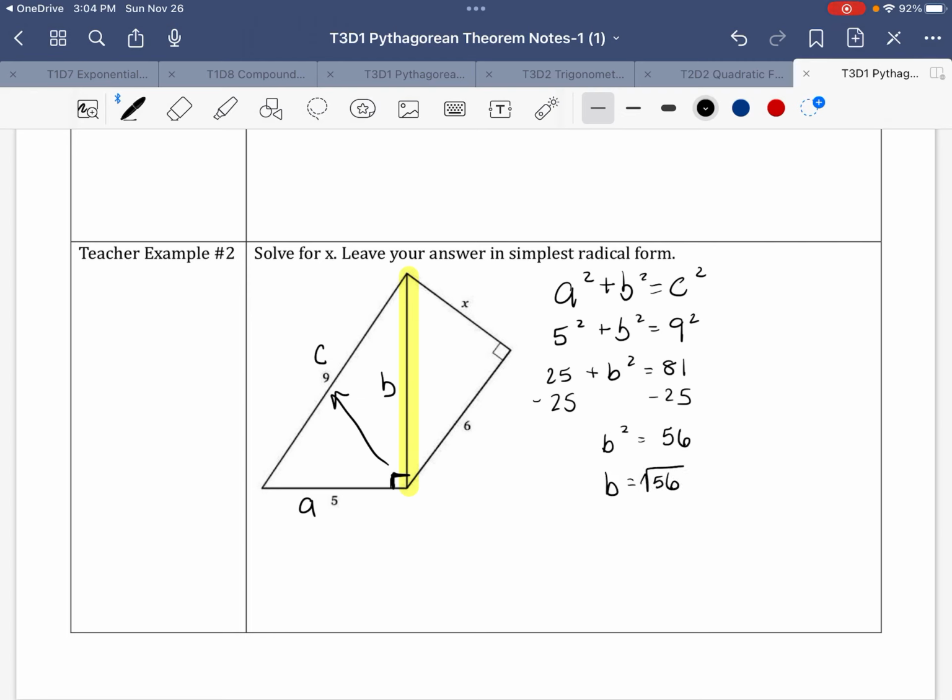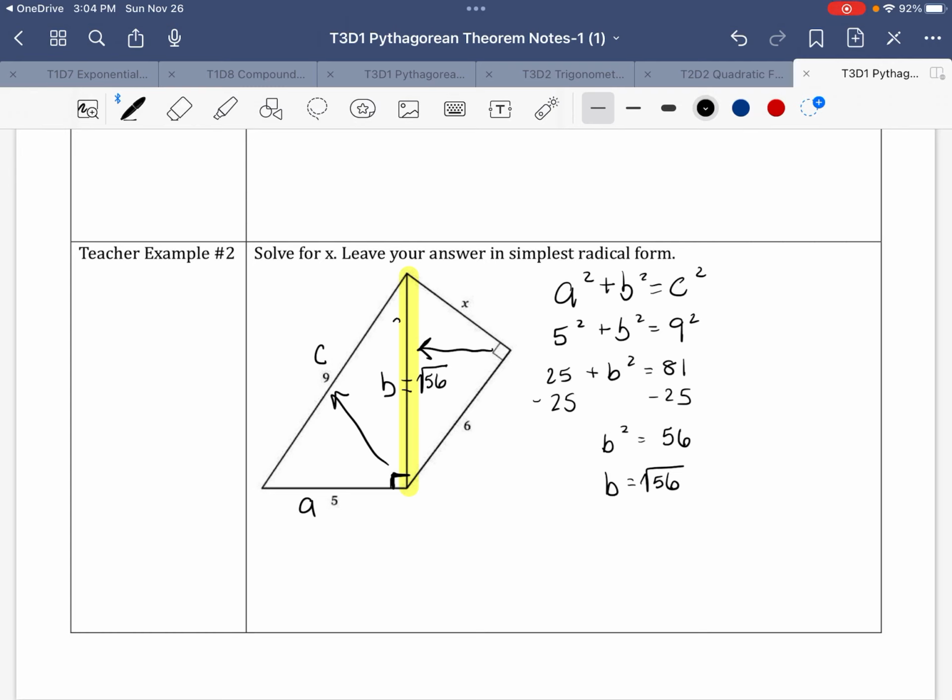Now, we can attempt to simplify this radical, but this is not our final answer. It is just something that's going to be used in order to solve for x. So I actually don't have to spend any time simplifying this radical, and instead, I'm just going to go ahead and use the square root of 56 in order to solve for x. Now, in our second right triangle, our right-hand triangle, you'll find that the square root of 56 is our hypotenuse.